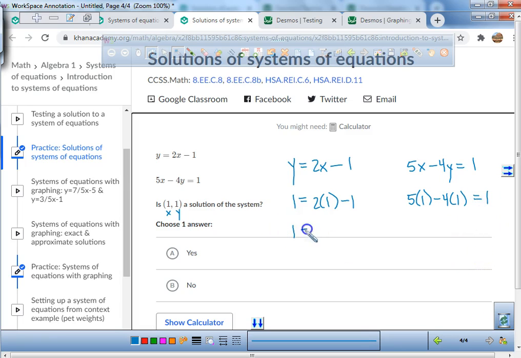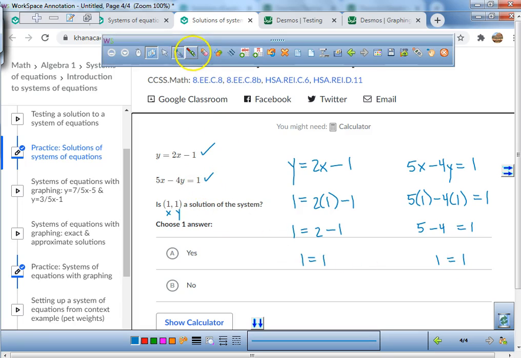So here we go. 1 equals 2 times 1 is 2. 2 minus 1 is 1. So this one definitely works. Over here, we got 5 minus 4 equals 1. That works as well. So this one works if I did what?